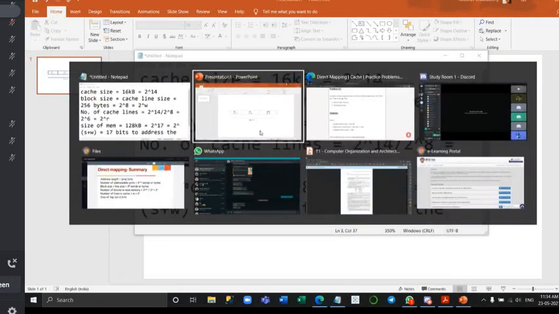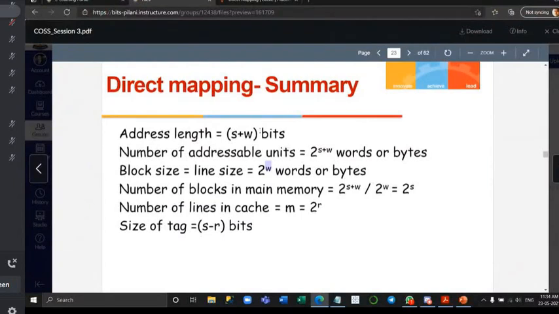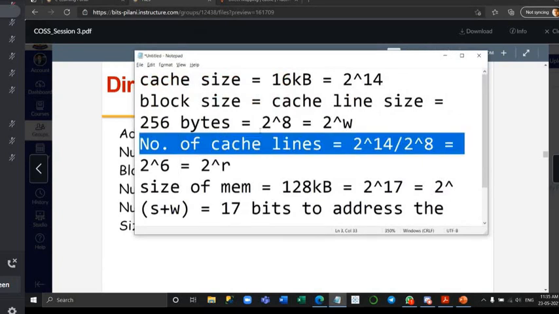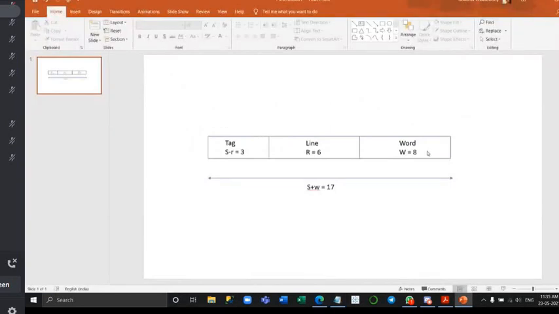Now, from the properties of associative mapping, we know that the number of lines in cache can essentially be represented as 2 to the power R, where R is the number of bits required to represent the line. Right? So here the number of cache lines is 64. It is 2 to the power 6, and that essentially becomes equivalent to 2 to the power R. So we get R equal to 6. That is, the number of bits required to represent the line becomes 6. So we have W equals 8. We have R equal to 6.